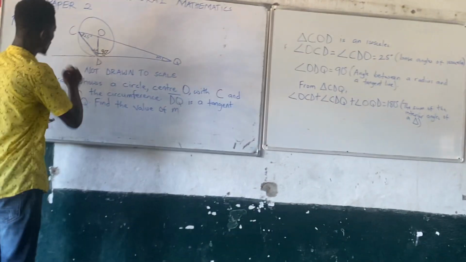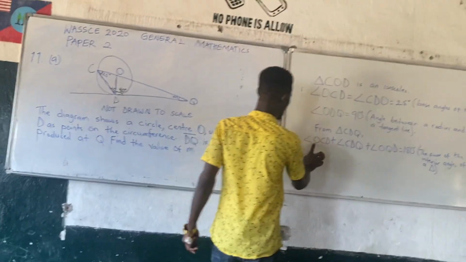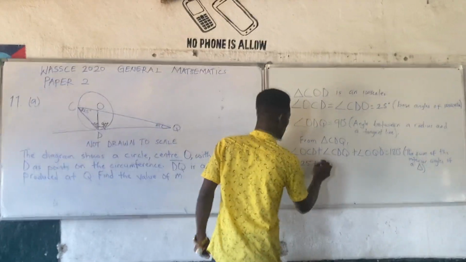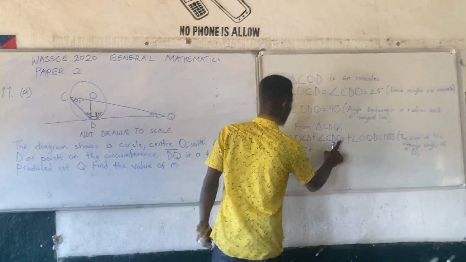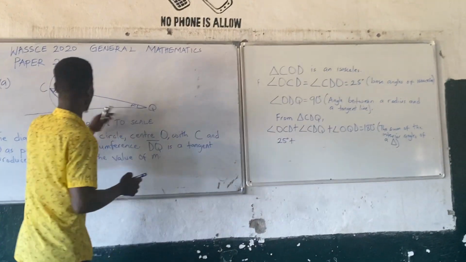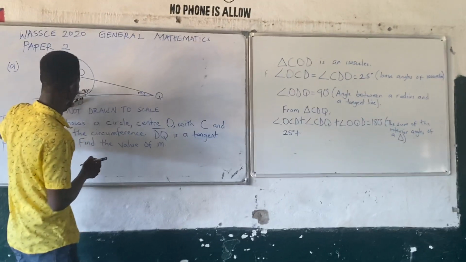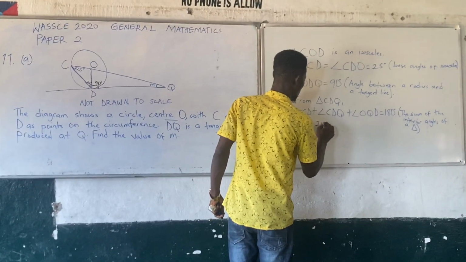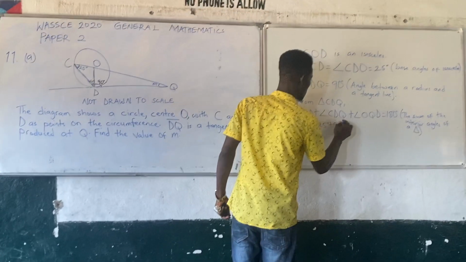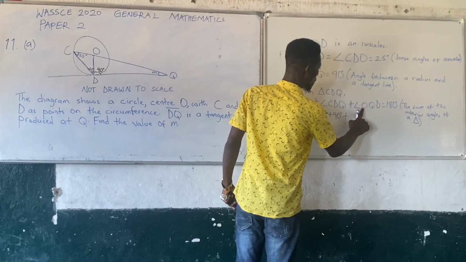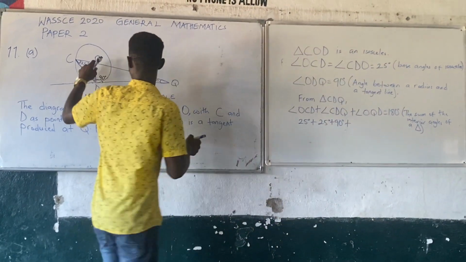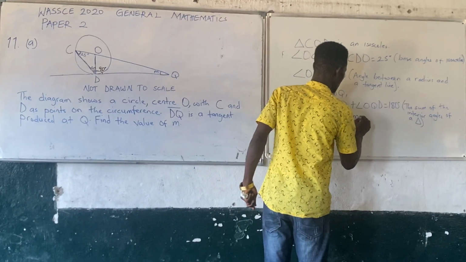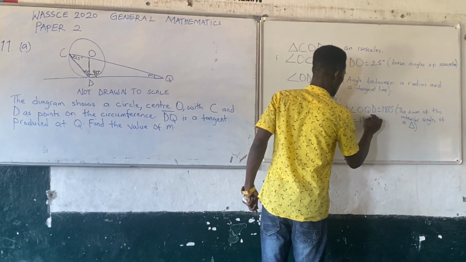And then we can now come and take the drawn values. So OCD is given as 25 degrees plus angle CDQ. Angle CDQ is a combination of this 25 degrees angle and that of this 90 degree angle. So 25 degrees plus 90 degrees plus angle OQD. Angle OQD, which measures m, that we are asked to find, equal to 180 degrees.